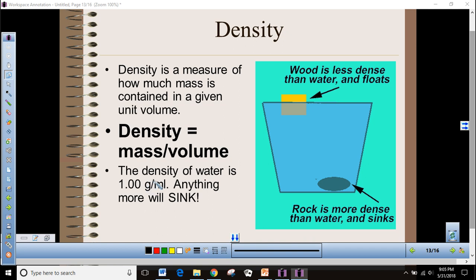Most often we compare density to water. So the density of water is 1 gram per milliliter. Anything more than that will sink in the water. Anything less than that will float in the water.